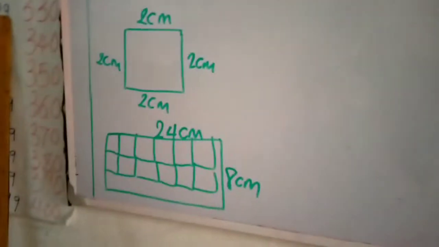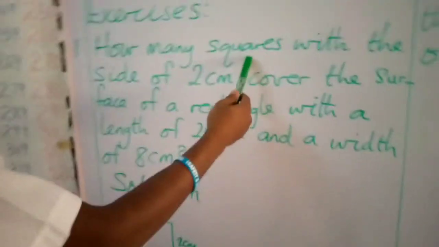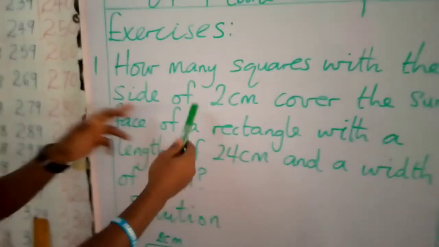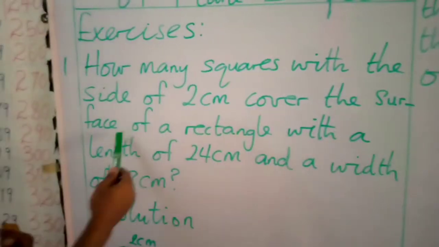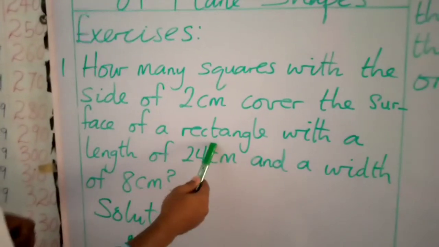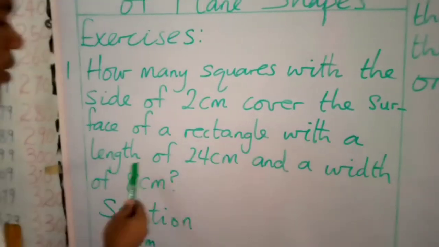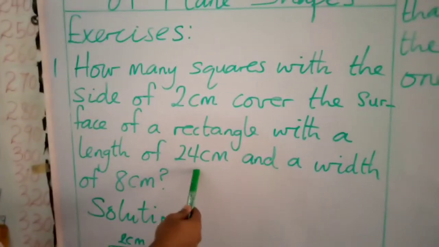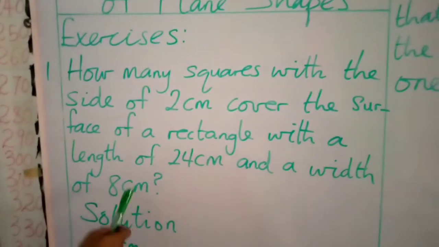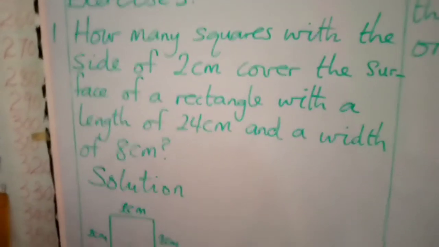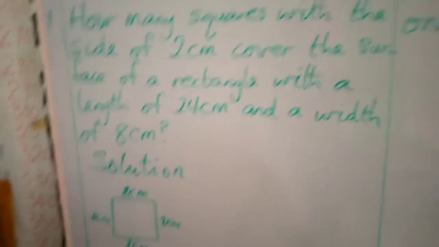Now let me go back to the question and read it again. How many squares with the side of 2 centimeters cover the surface area of a rectangle with a length of 24 centimeters and a width of 8 centimeters? I've done this already on the board. Now we go to the question.